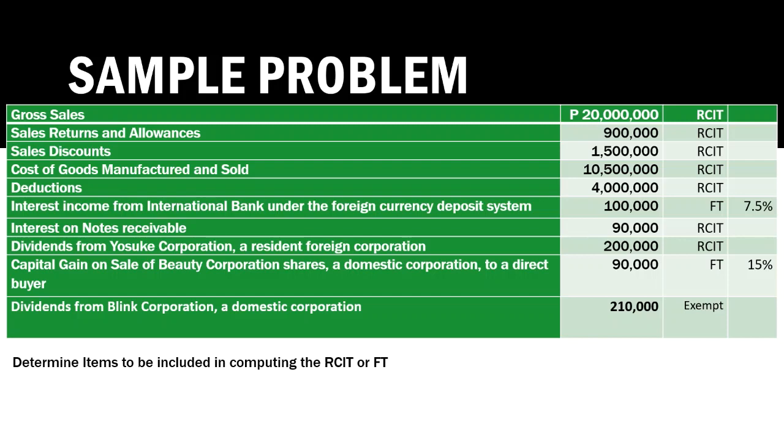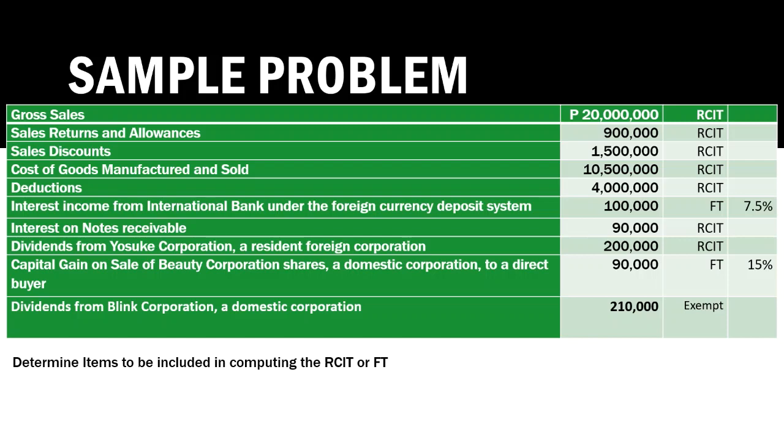So, nilagay ko na yung sagot dito sa bandang kanan. So, gross sales definitely will be included in the computation of the regular corporate income tax, the sales returns, the sales discount, the cost of goods manufactured, of course, i-deduct nyo lahat yan, and the deductions or the itemized deductions. In the case of the interest income from the international bank, it is subject to final tax of 7.5%. In the case of the interest income on notes receivable, it is not subject to final tax, but it is subject to regular corporate income tax.